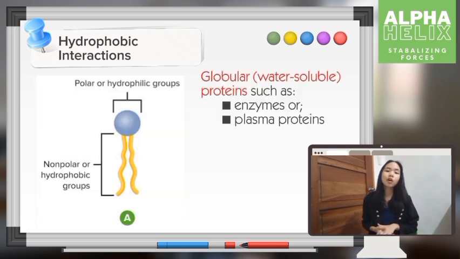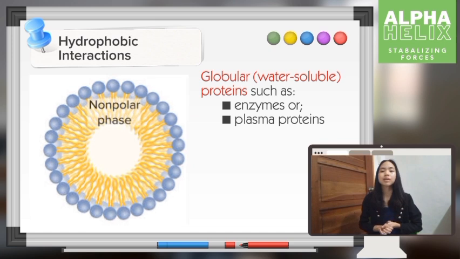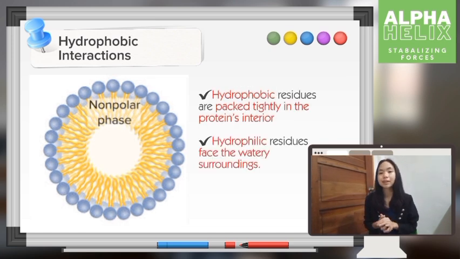So in globular or water-soluble proteins like enzymes or plasma proteins, alpha helices tend to fold so that hydrophobic residues are packed tightly in the protein's interior, while hydrophilic residues face the watery surroundings.